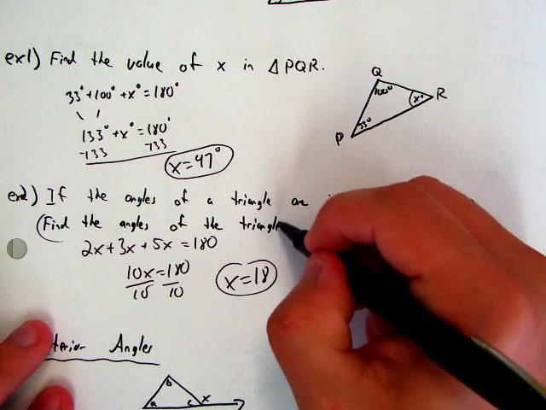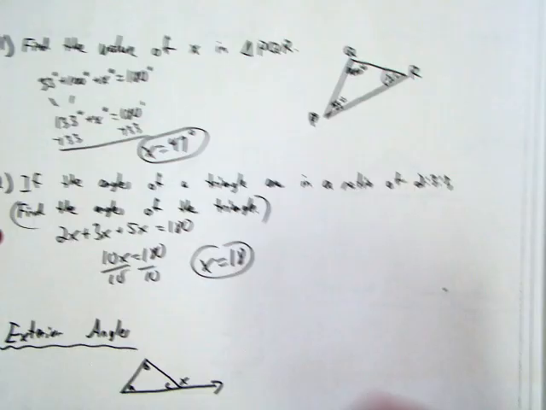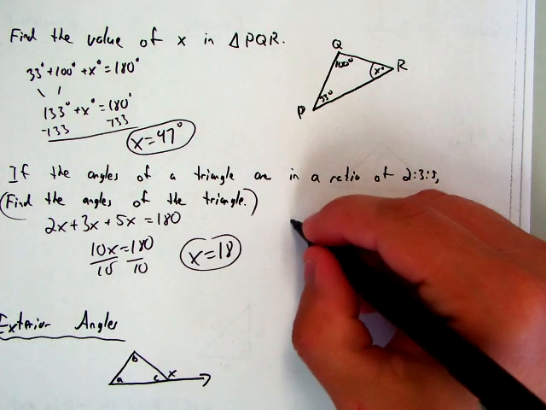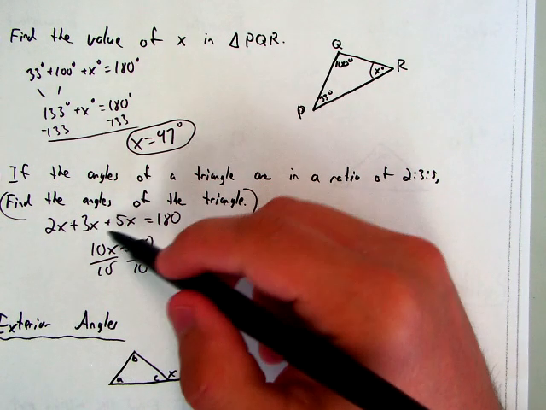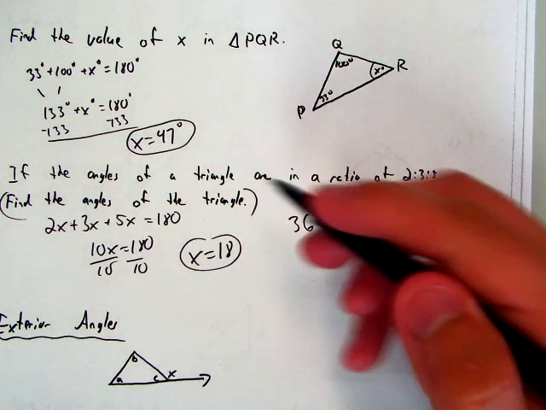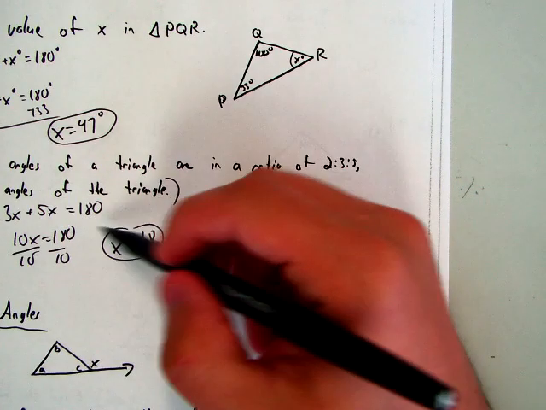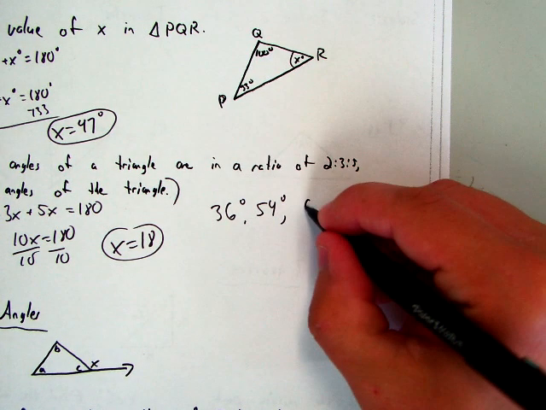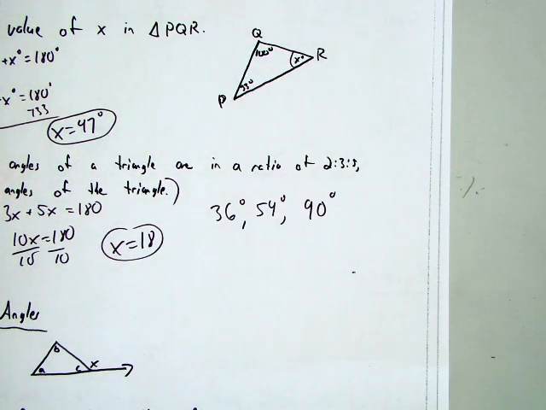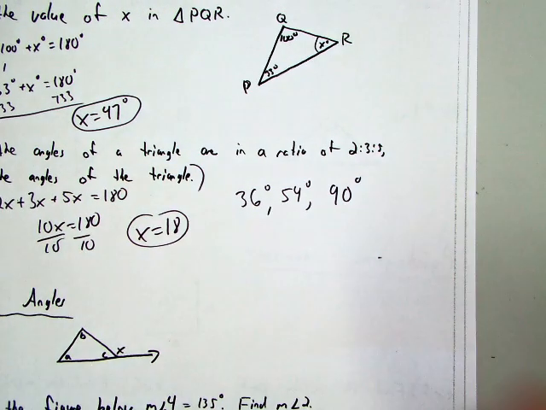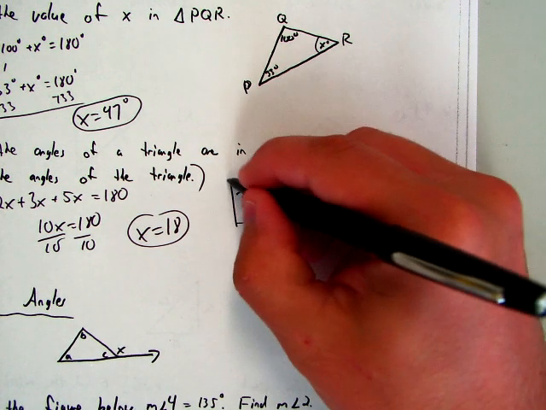However, it says find the angles of the triangle. So the first angle would be 2 times 18, which is 36. Next one would be 3 times 18, which is 54 degrees. And the last one would be 5 times 18, which is going to be 90 degrees. And this is the overall answer to this question.